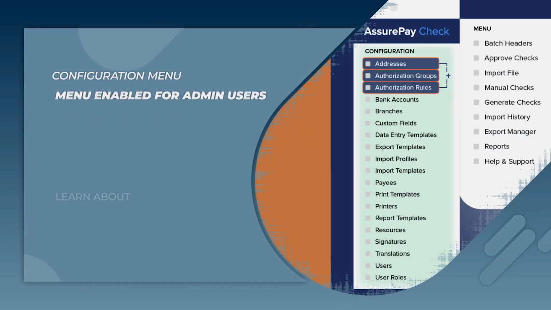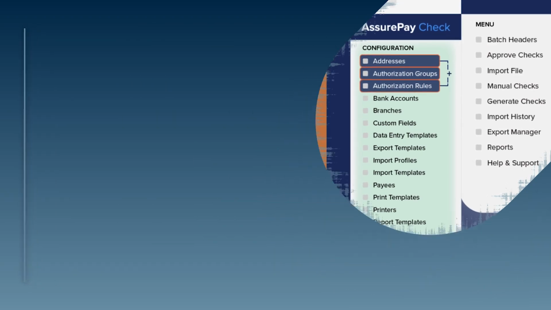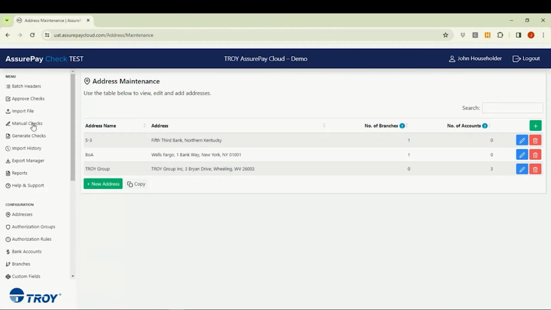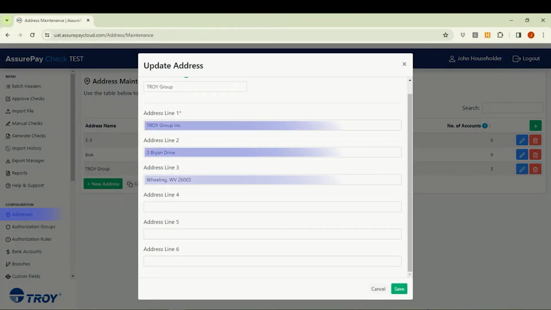Configuration menu. As we said earlier, configuration settings are typically restricted to administrators like a vice president of finance or a designated team member responsible for setting up new bank accounts, companies, users, and signatures. Troy will define your addresses for your organization as well as your bank account information. Street, suite, and state can be added in here by our team.